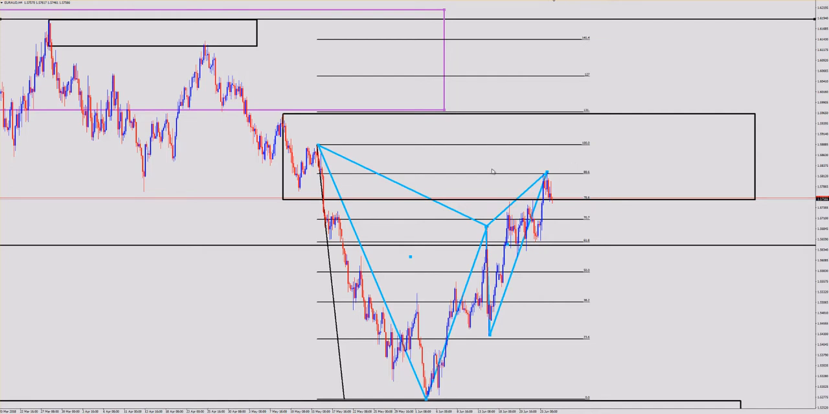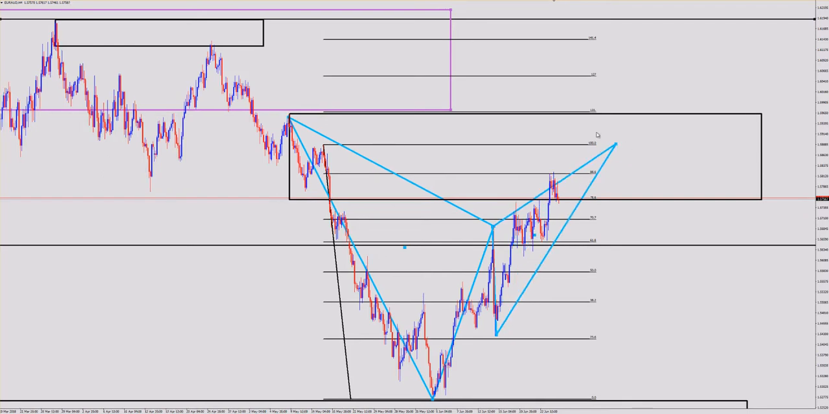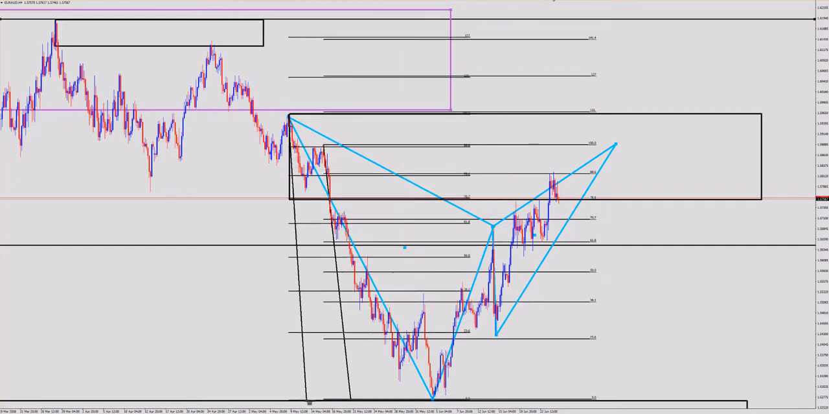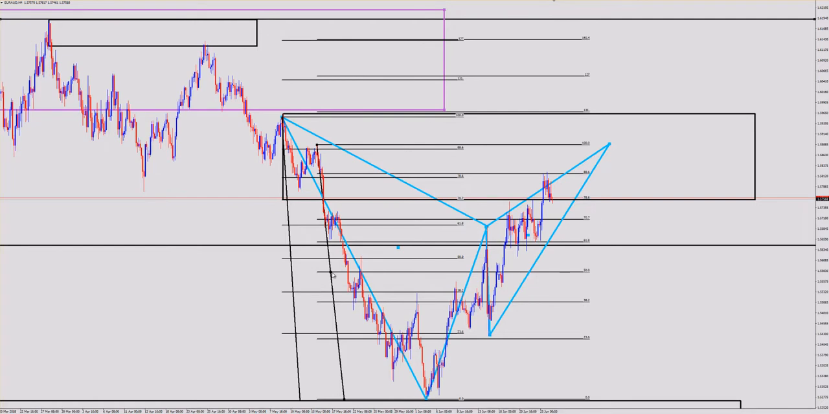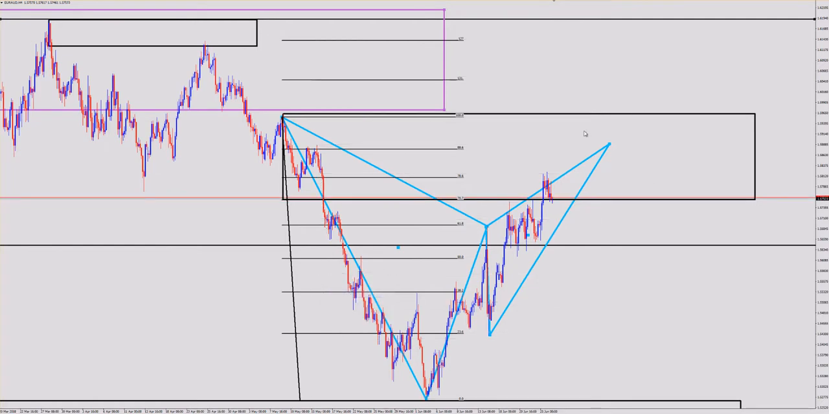So we want to make sure that we look at the options. I like this. I love me some bat patterns, as most of you know. We're going to come down here. Just get rid of this right here. And you can see there's the 886 that comes in right in here.